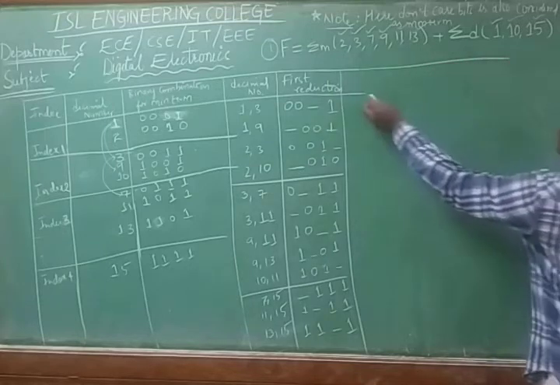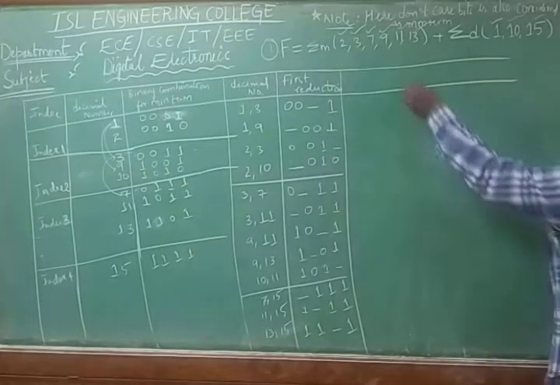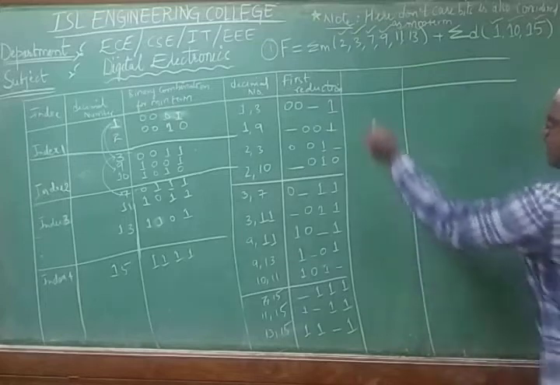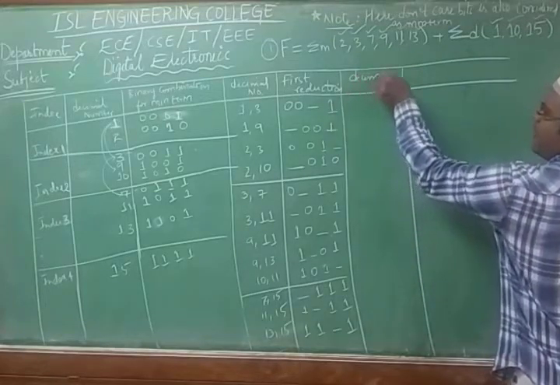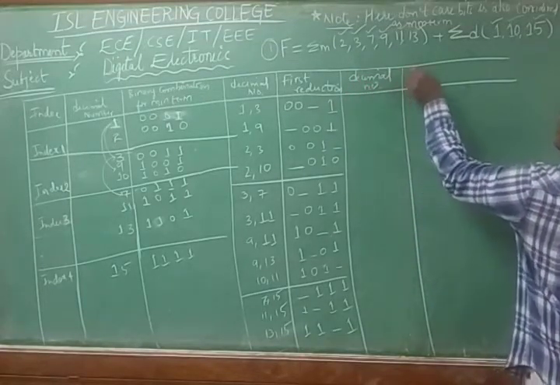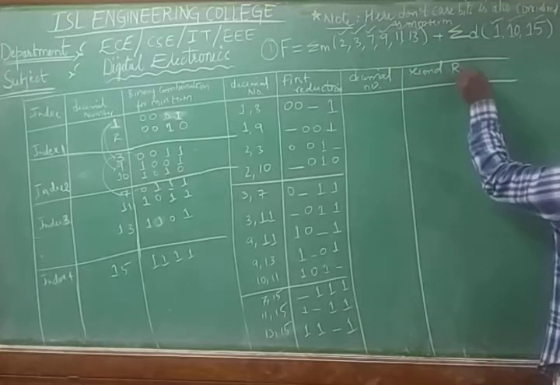Next thing I need to do is write the next reduction. That means I am writing the decimal numbers and going for the second reduction.